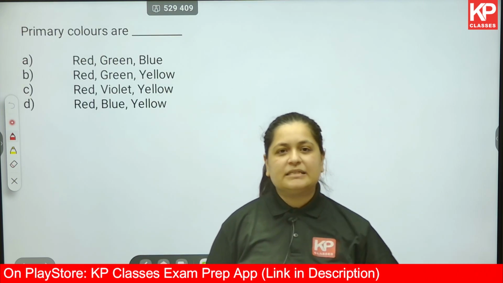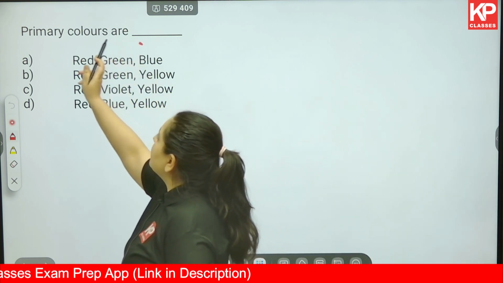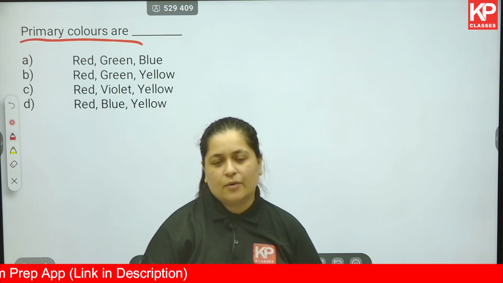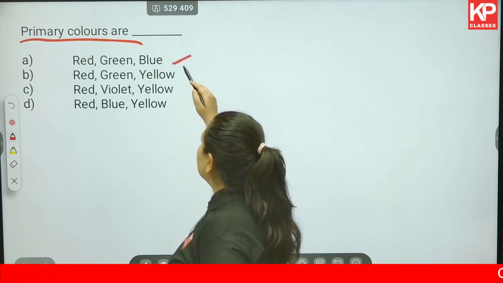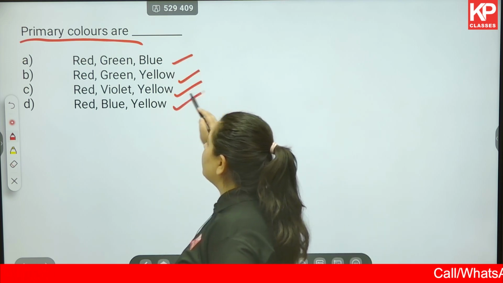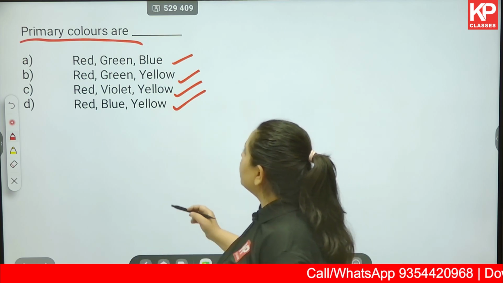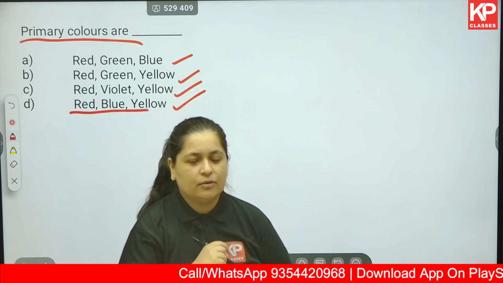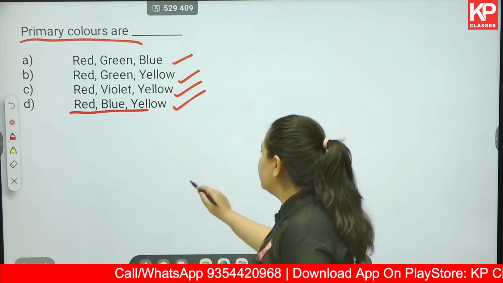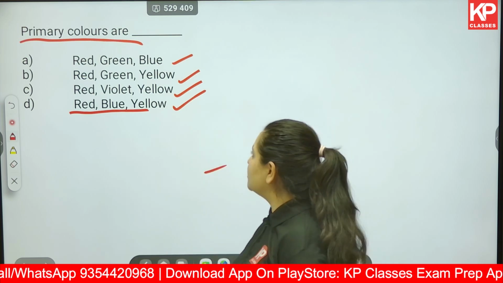Number 1. Let's say this is the question paper that we are talking about, and one of the questions is: primary colors are. Okay. Now in color theory, you know what primary colors are, you know what secondary colors are, you know what tertiary colors are. Now the options are red, green, blue; red, green, yellow; red, violet, yellow; red, blue, yellow. Let's say you know the answer. It is going to be red, blue and yellow. These are the primary colors. Now, next question. No. Wrong way of solving previous year question paper.